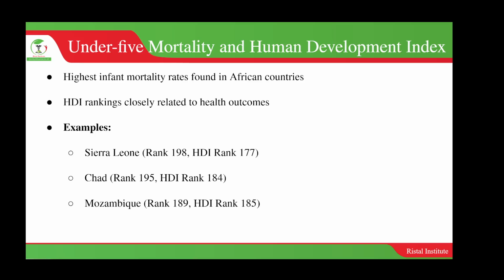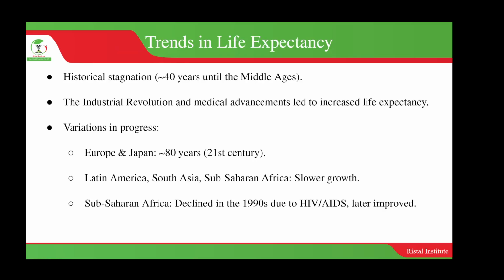Historically, before the Middle Ages, life expectancy was around 40. But with the industrial revolution and advancements in medical care, life expectancy increased. Countries that have high life expectancy include countries in Europe, and also Japan, with almost about 80 years of life expectancy. And then in Latin America, South Asia, and Sub-Saharan Africa, you have not seen a very great improvement in life expectancy.